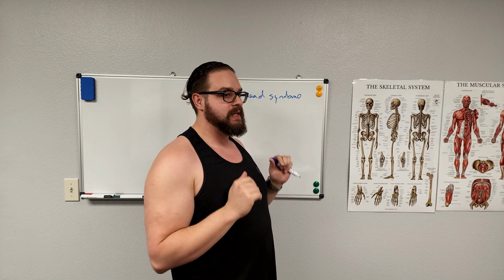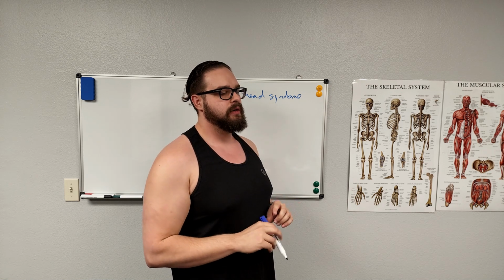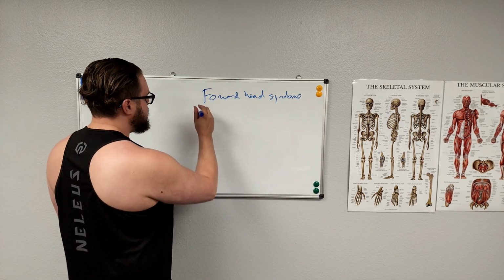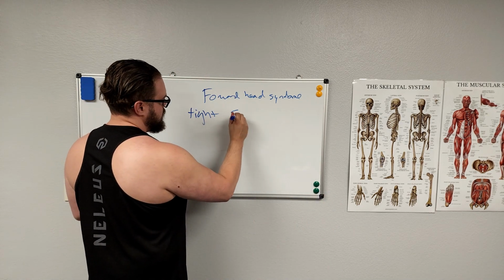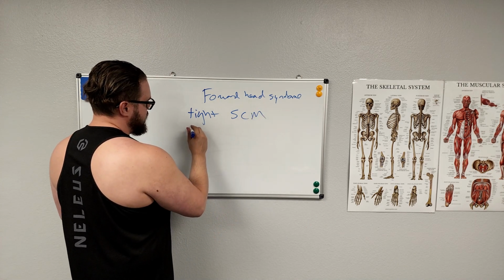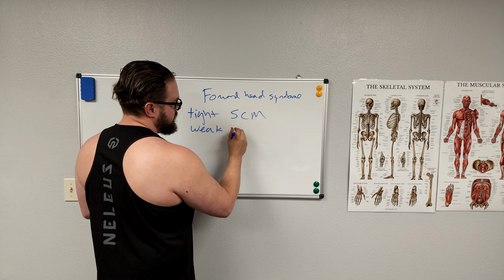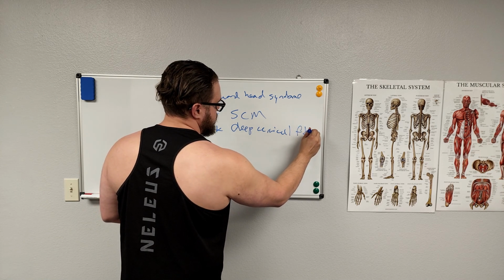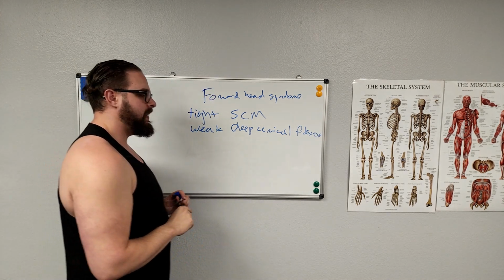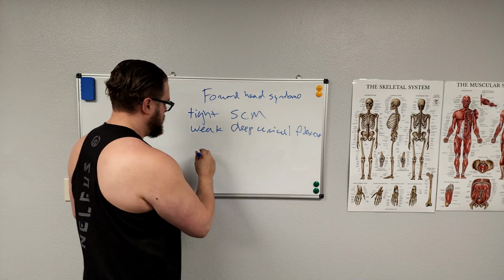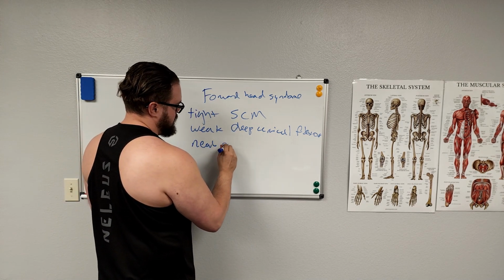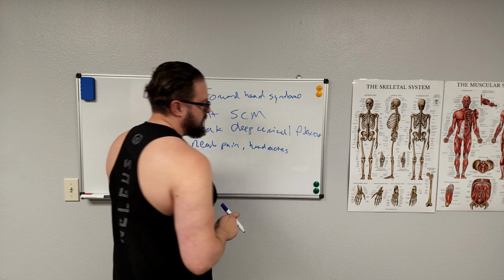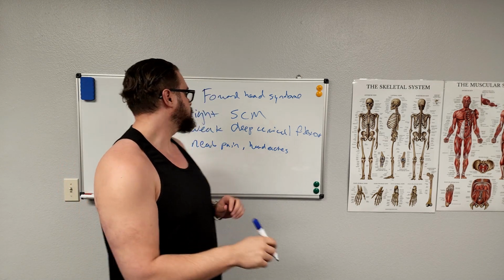The muscles that are weak are the exact opposite: your deep cervical flexors in your neck. Also, the middle and lower traps help pull your head back and shoulders back and down. So the muscles that are tight are the sternocleidomastoids in the front of the neck. The muscles that are possibly weak are the deep cervical flexors. And the possible injuries that can occur from that are neck pain, headaches, migraines, anything like that.